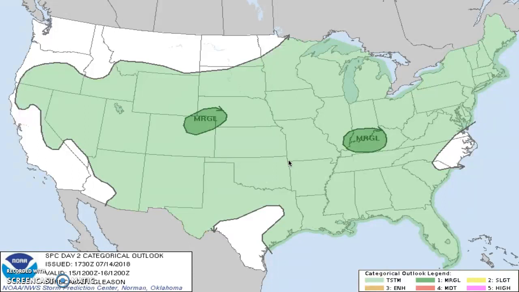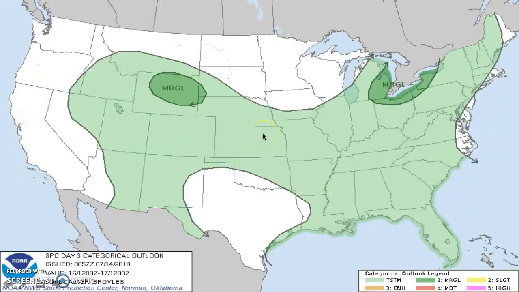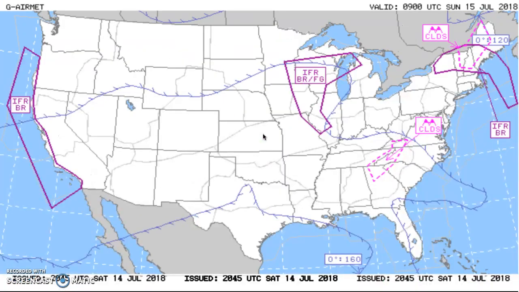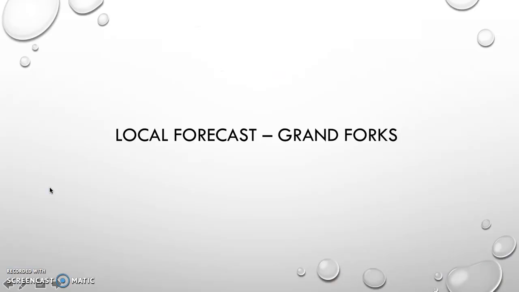Here's the convective outlook, 2-day outlook. Marginal chance of storms in Colorado and Indiana, but general storms everywhere else. And then the 3-day outlook, marginal chance in Wyoming and in Michigan, Ohio, and just general thunderstorms everywhere else, or nothing at all. Here are the G-AIRMET forecasts. Nothing too crazy. IFR in the Midwest and just IFR on the coast, as there usually is.